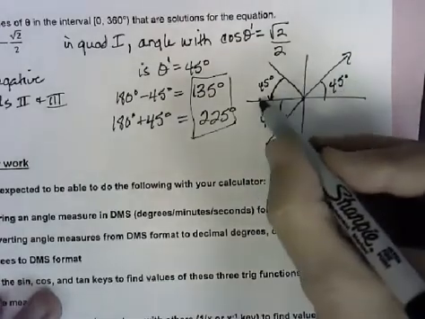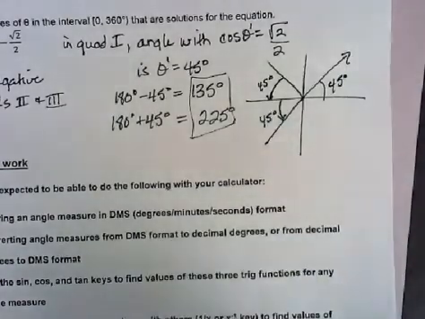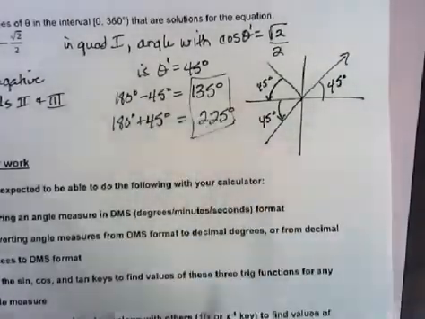So that time we were going all the way to 180 degrees and then another 45 degrees past that. So that's another way to think about getting these two angles.